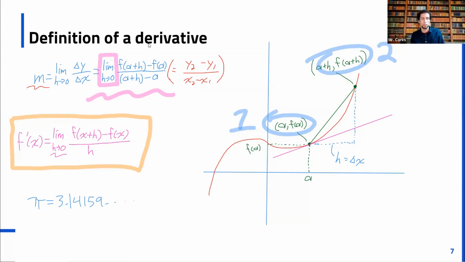Math people are lazy. They don't want to write limit as delta X approaches zero and all over delta X every time. They want to find a shorter way. So it's one thing instead of two things. That's it.